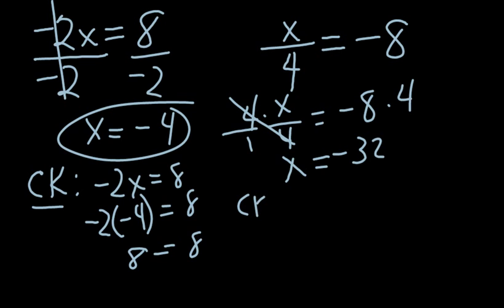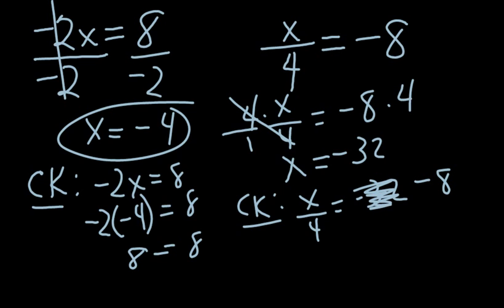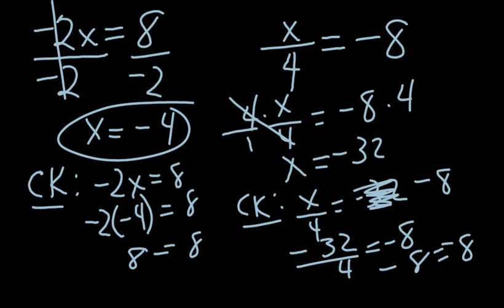To check it, we write the original problem. We put, whoops, that's not the original problem. Let's see if it'll let me. I'll just scratch it out. That equaled negative 8. See, now we're going to put negative 32 in x's spot. Does that actually equal negative 8? Negative 32 divided by 4, that is negative 8. So negative 8 equals negative 8.